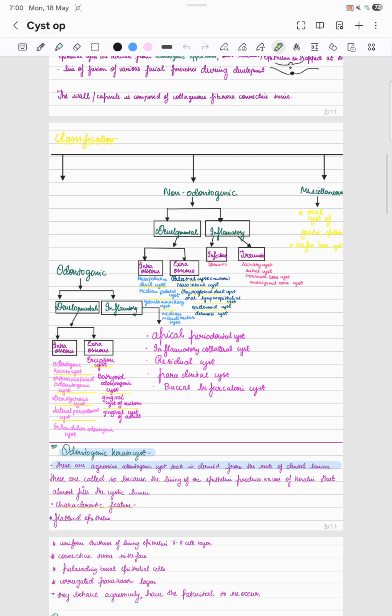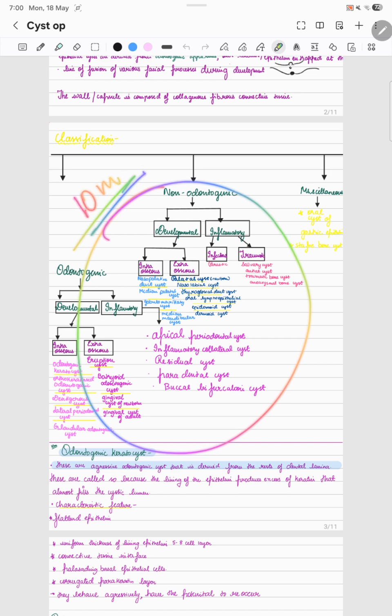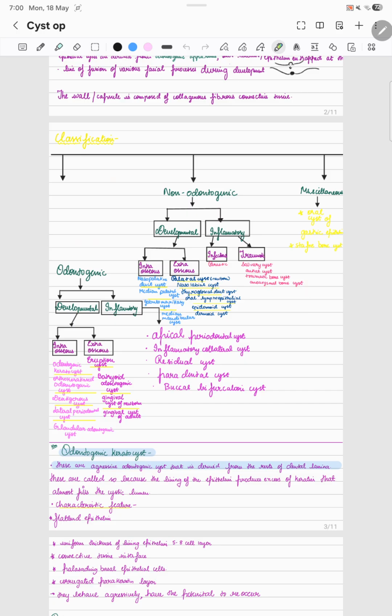In inflammatory you have parasitic, infectious cyst. In infectious cyst you have parasitic cyst, and in traumatic you have salivary gland cyst, antral cyst, aneurysmal bone cyst, and traumatic bone cyst. In miscellaneous you have oral cyst of gastric epithelium and Staphne bone cyst. So this is the broad classification. This is usually asked in association with the 10 marker, and it majorly constitutes around 3-4 marks in the 10 marker.